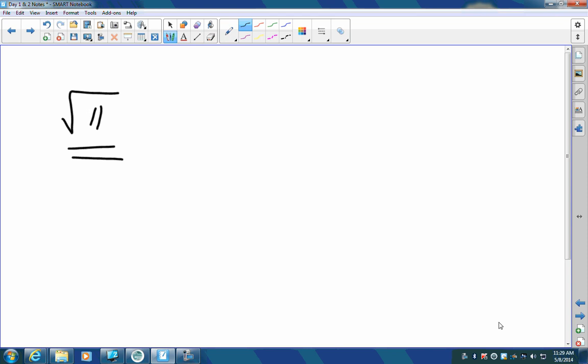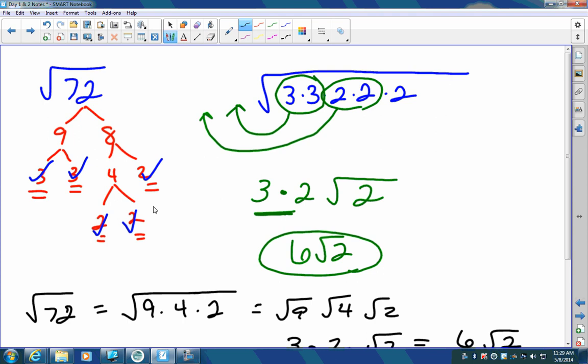Yes, ma'am. On the other one, how can you put 8 in there? On this one, I took 8 and broke it up into 4 and 2 so I could find another perfect square. Okay?